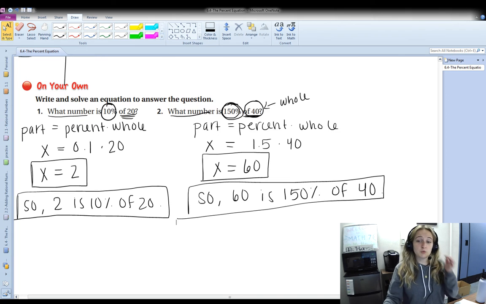On your homework, you will practice finding both the percents, the wholes, and the parts. Okay, make sure you have all of these notes down in your math composition notebook, and we will begin on the Big Ideas assignment soon.